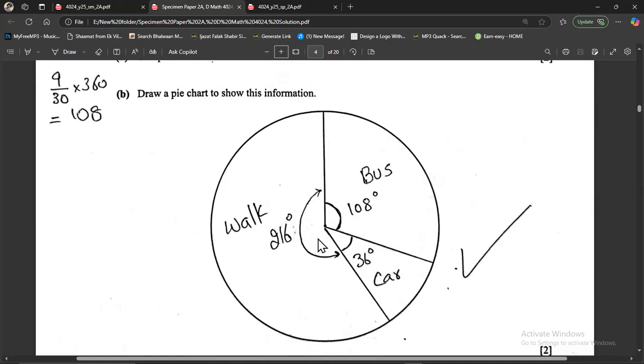Then I put my protractor's crosshair here, and its 0 must be here. And then for the car, I have to count 36. Wherever the 36th angle is, put a dot here and join the center with this. So this sector represents the travel by car, and it subtends an angle of 36 degrees at the center. And the remaining sector is representing the people who came to school by walking, and its angle at the center is 216. I hope you understand how this is.